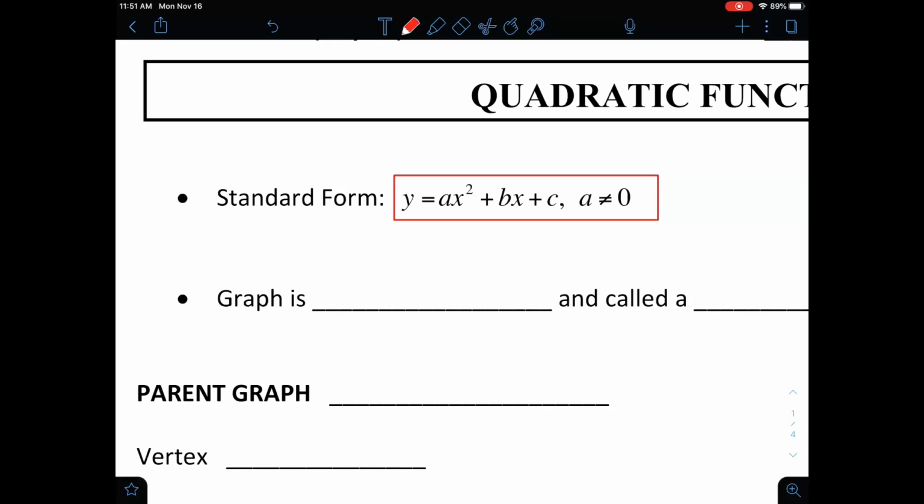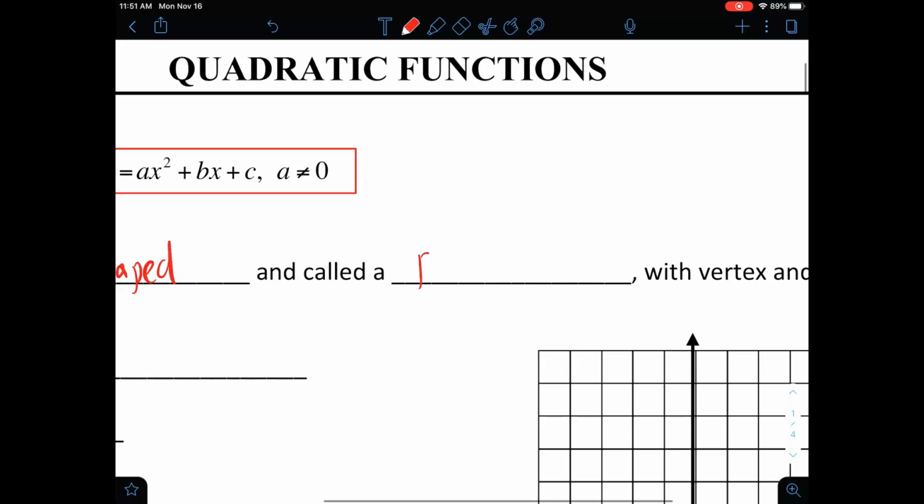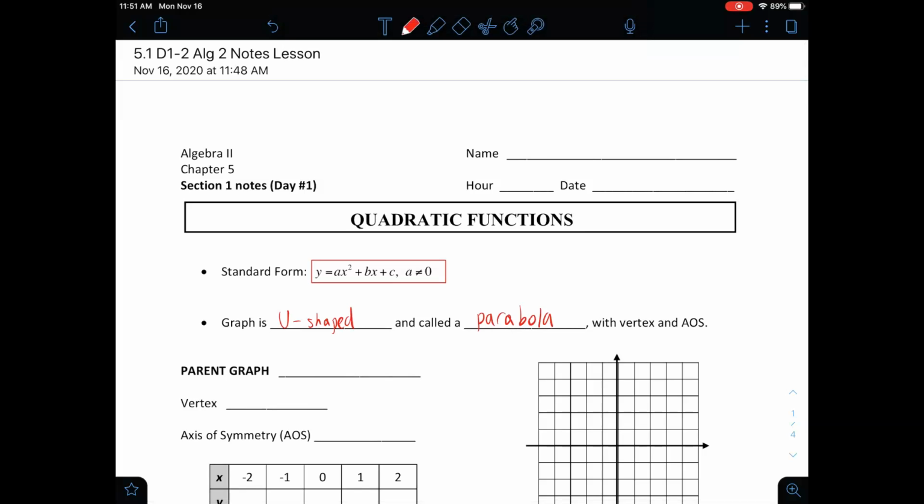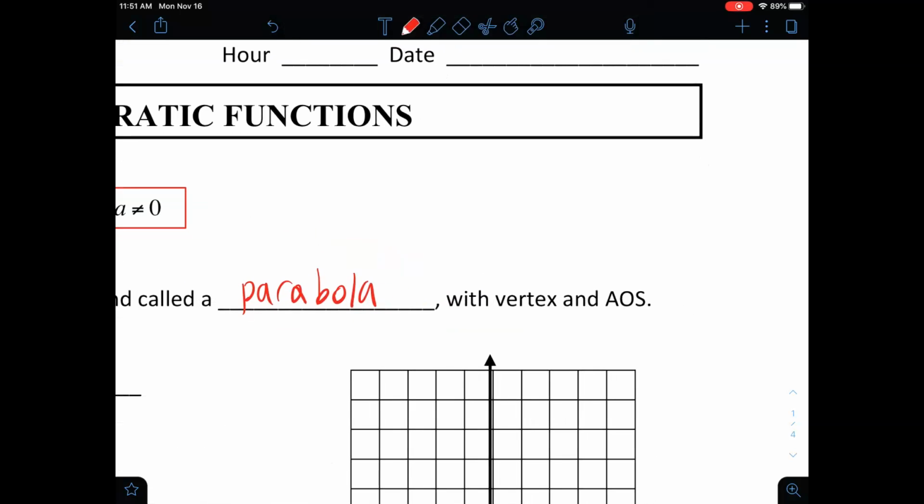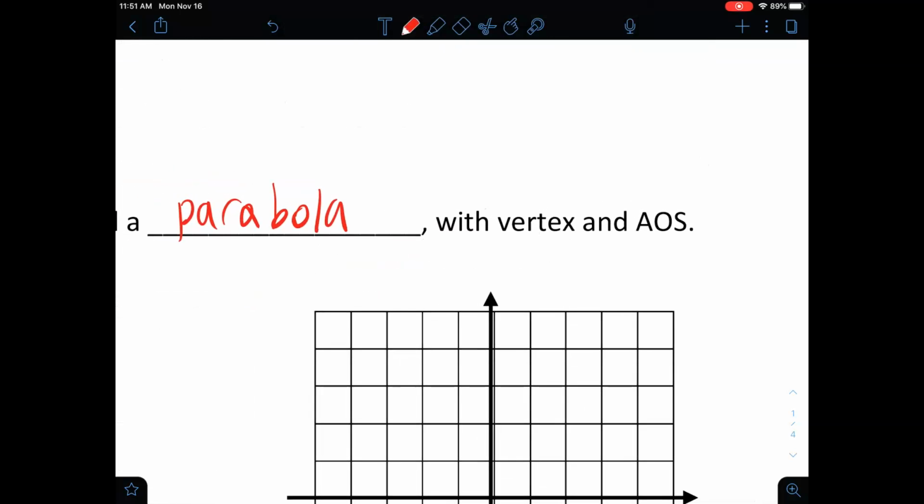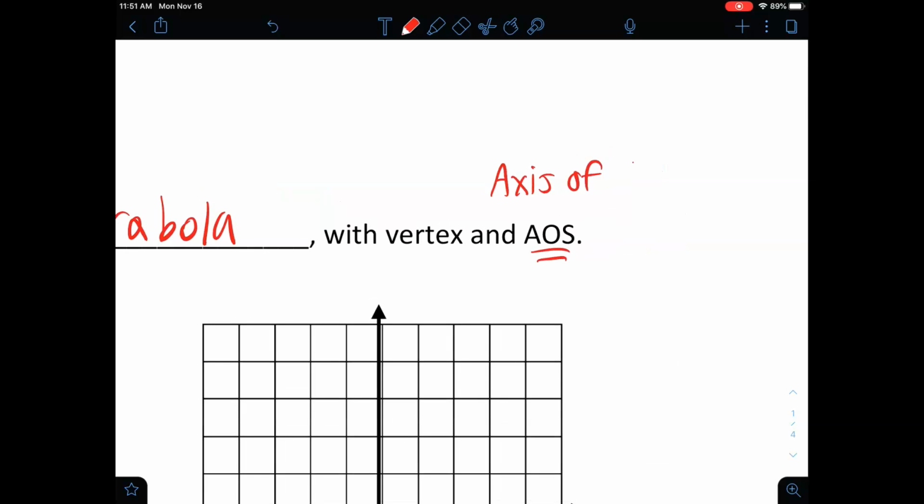All right, cool. So the graph of this type of equation or function is U-shaped, and it's called a parabola. Say parabola out loud. You're probably not saying it, but that's how you say it. If it helps you to say it out loud, it's important. It has a vertex and an AOS, and AOS is an important idea. It stands for axis of symmetry.